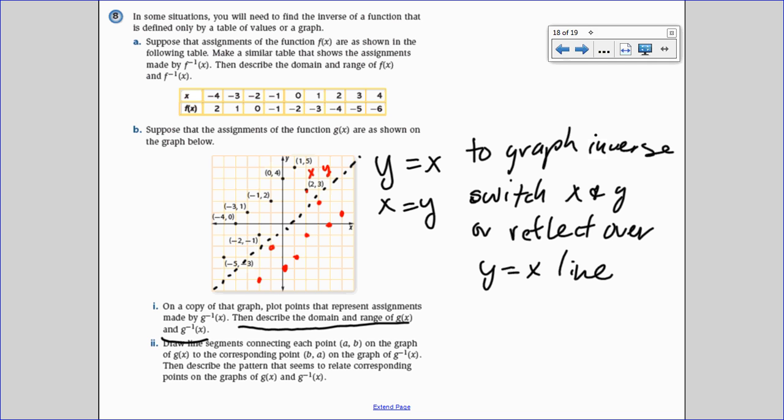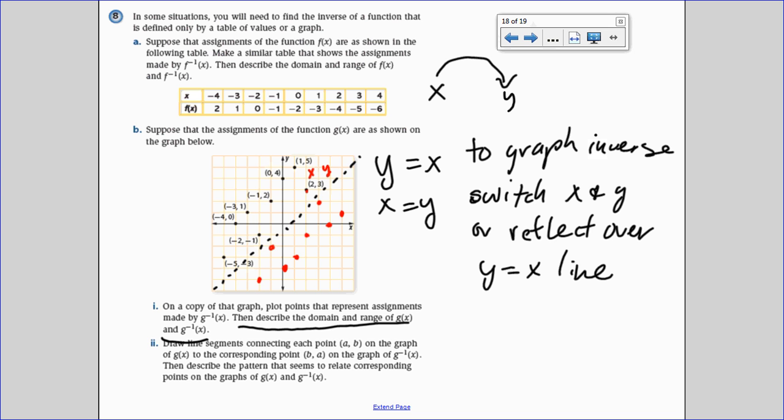Hopefully this helps out. We'll do a lot more rearranging of equations to find inverses. But again, an inverse should get you back to where you started. Functions, plug in x's to get to y's. Inverses, take y's and bring you back to x's.